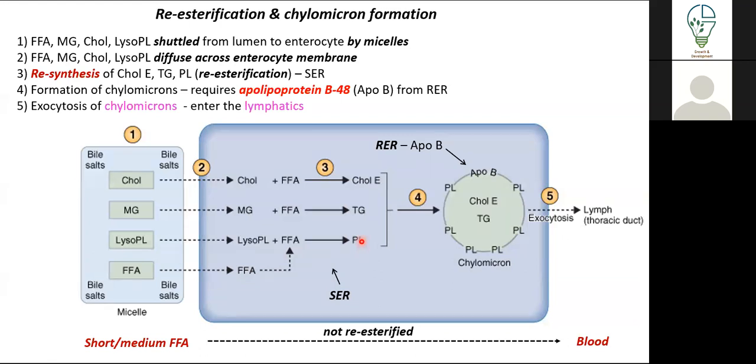And this happens, where does it happen? It happens in the smooth endoplasmic reticulum. Okay, so the smooth endoplasmic reticulum will be forming or reforming the broken down fats. Why? Because we want to incorporate them as they are into the chylomicron. Now, what is the chylomicron? The chylomicron is just the way that the fat will be transported from the intestine into the liver.